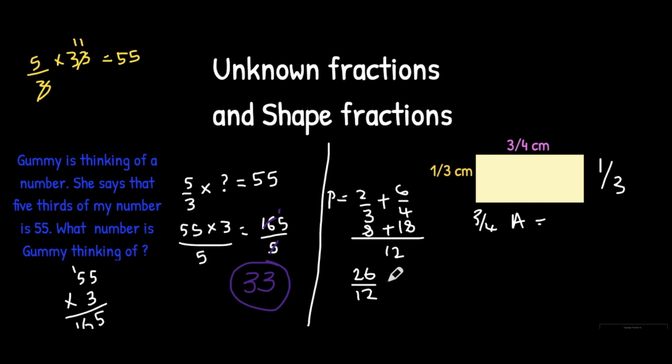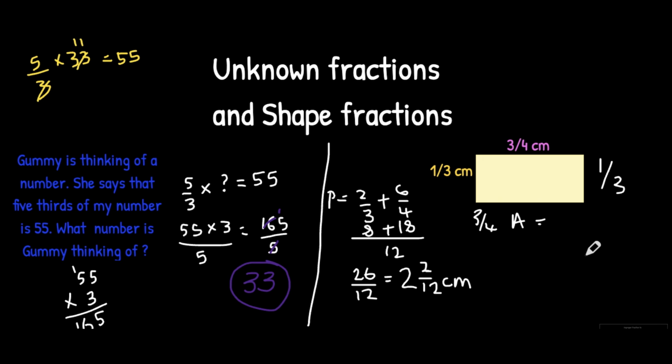Notice this is an improper fraction. We want to make it a mixed number. So 12 goes into 26 2 times, remainder 2 over 12. So that is our perimeter. The distance right around this shape is 2 and 2 over 12.